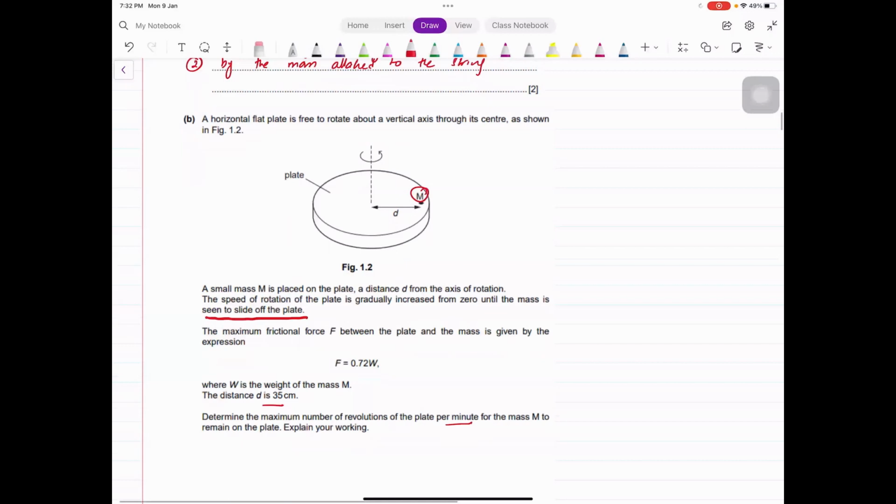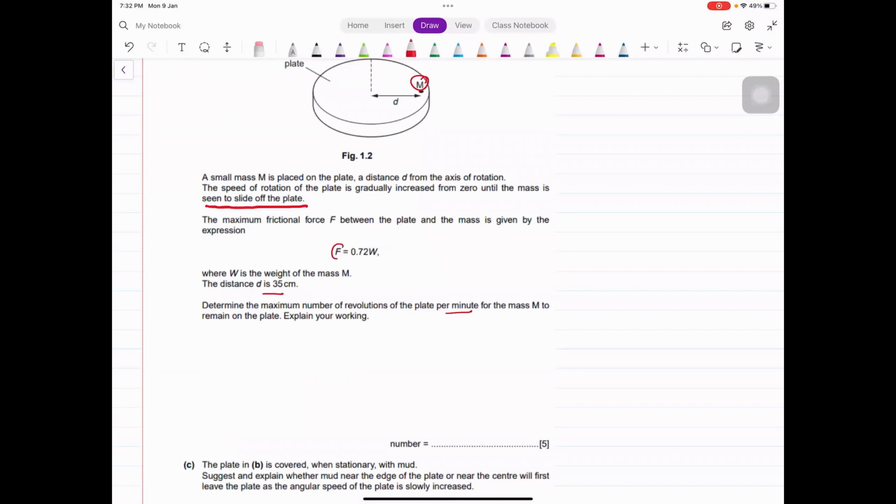Now, you should understand that this is basically when the maximum friction force is providing the centripetal force. Centripetal force itself is given by F equals m r omega squared, and this F equals 0.2 W. So I can equate these: m r omega squared equals 0.2 W. The issue with this question is that there's no mass given. There's this weight and we don't know the mass, so don't worry about it.